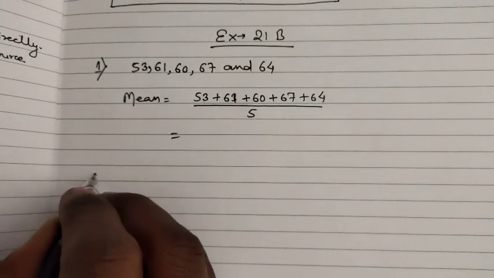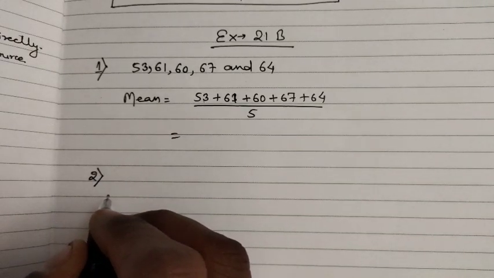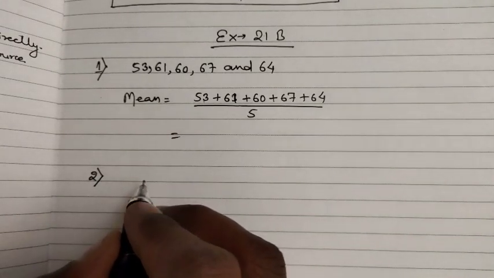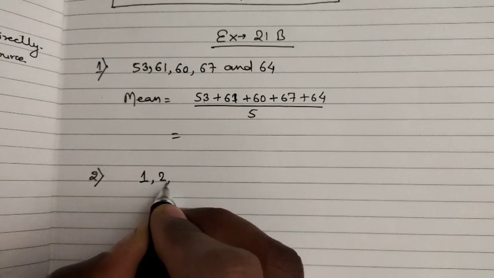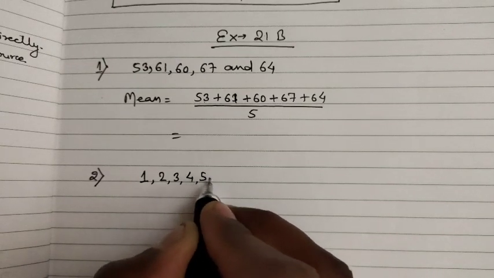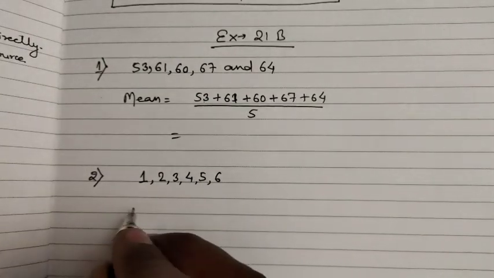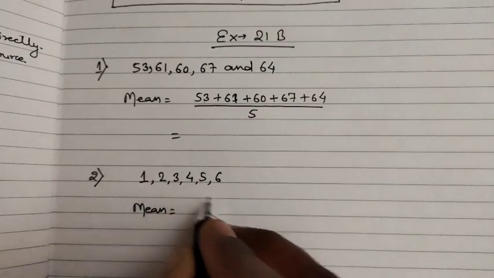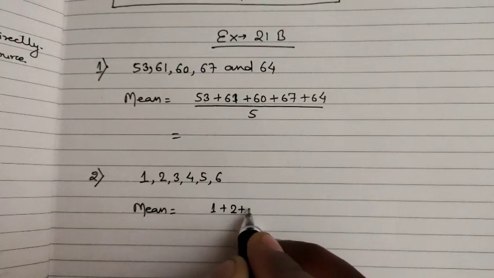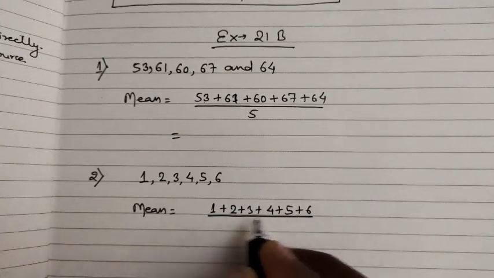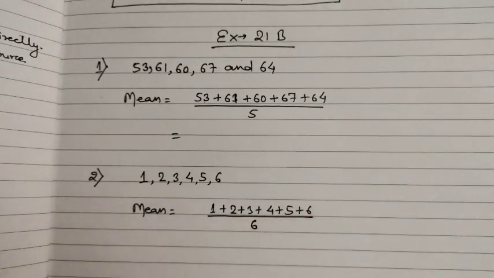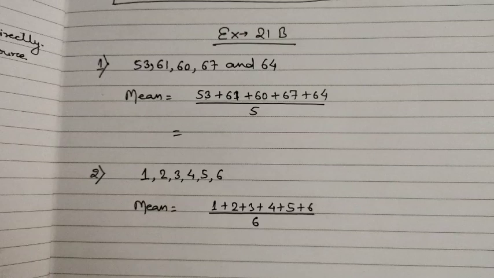Like question number 2 also. The question is saying find the mean of first 6 natural numbers. As we all know, natural numbers start from 1, so the first 6 natural numbers are 1, 2, 3, 4, 5, 6. These are the observations, and in mean what will you write? Sum of observations, 1 plus 2 plus 3 plus 4 plus 5 plus 6, divided by the number of observations, that is 6. The rest you have to calculate. Question number 3, you have to solve on your own, that is the mean of first 10 odd natural numbers.